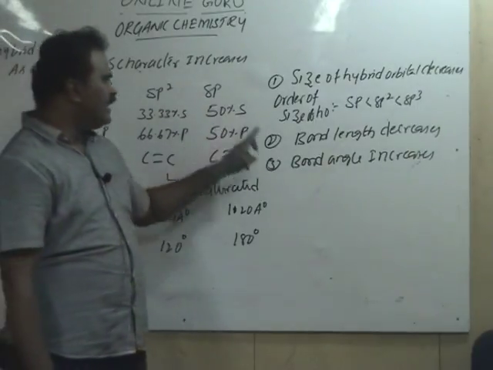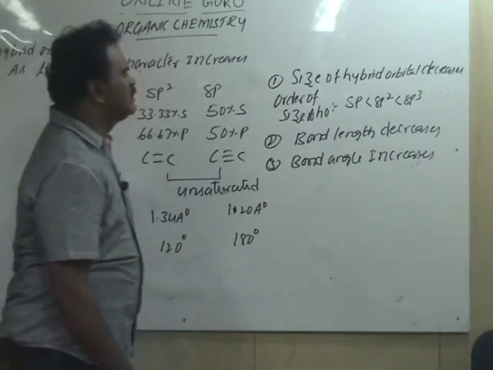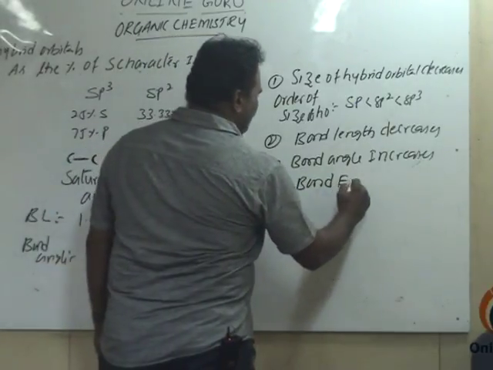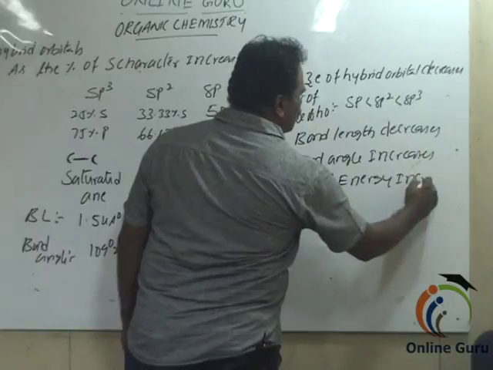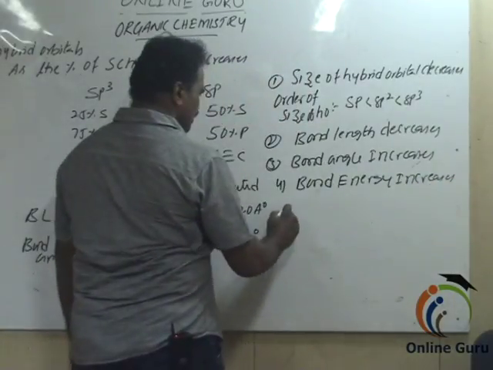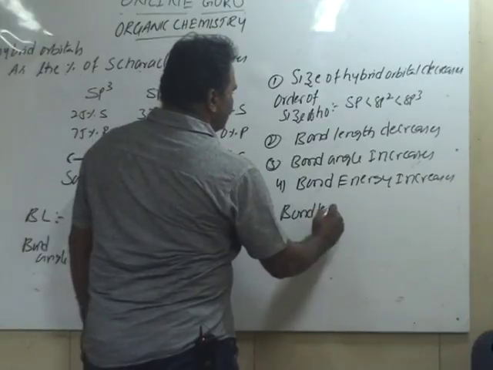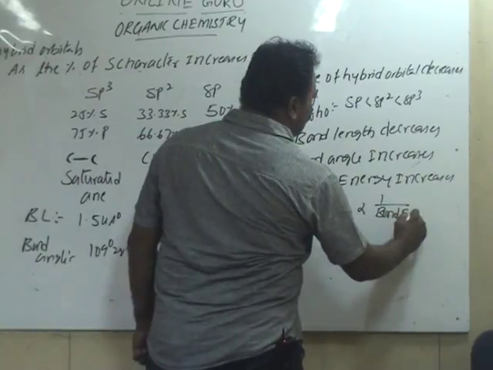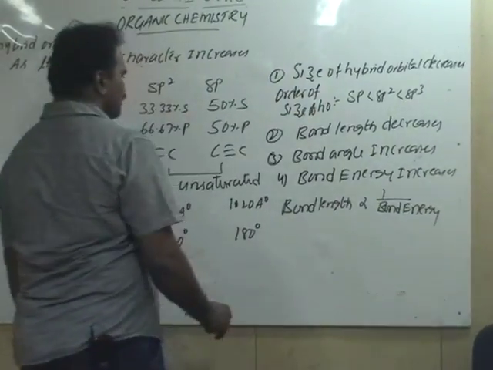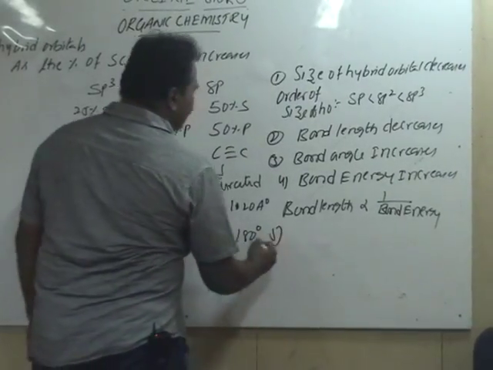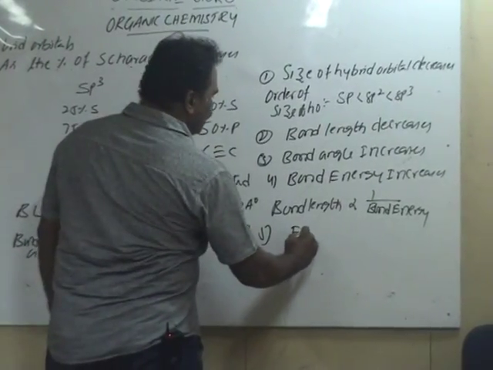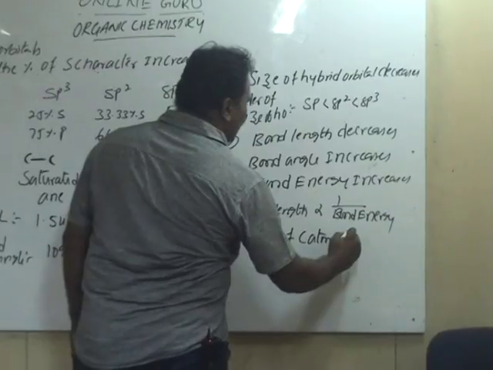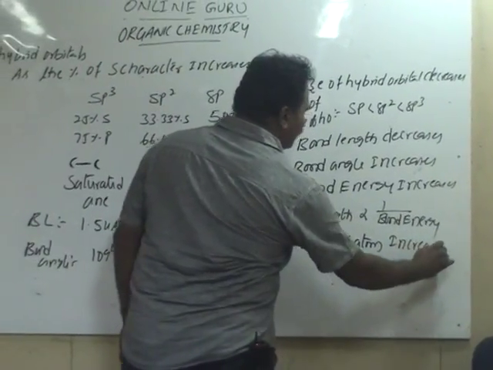Third one, bond angle increases. The bond angle of sp3 carbon is 109 degrees 28 minutes, sp2 120, sp 180. As percentage of s character increases, bond angle increases, bond length decreases, and bond energy increases. Generally, bond length is inversely proportional to bond energy.